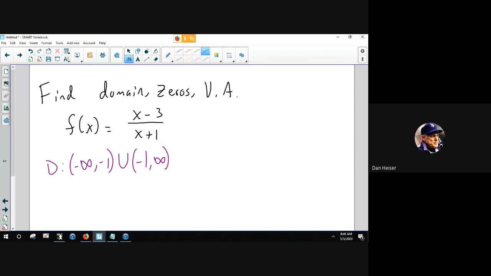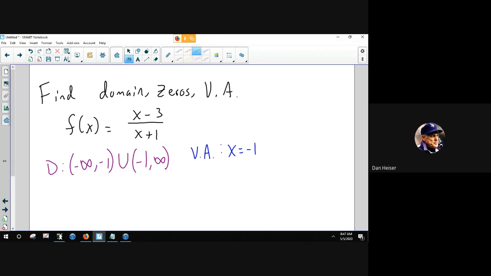And since I did this right away, let me do vertical asymptote right away. We have a vertical asymptote at -1. X equals -1 is our vertical asymptote.